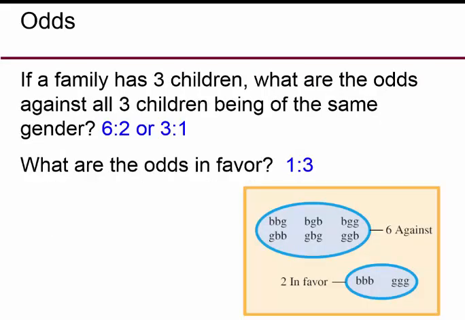And so if a family has 3 children, what are the odds against all 3 children being of the same gender? So you can see that there's 6 against, and then 2 in favor of them being the same gender. And so it's 6 to 2, or 1 to 3. So the odds are 1 to 3.